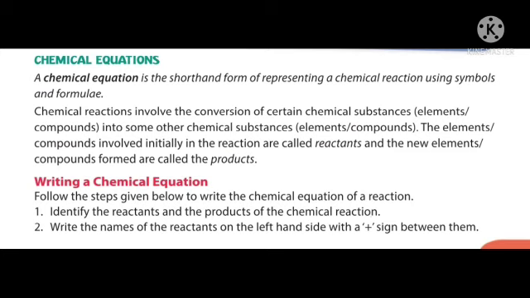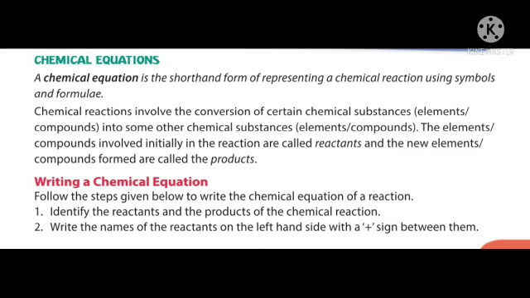Chemical reactions involve the conversion of certain chemical substances, that is elements and compounds, into some other chemical substances. The elements or compounds involved initially in the reaction are called reactants. For example, if you add water and lemon juice, what we add first is the reactant. Then the new thing we get, the lemon juice, that is the product.